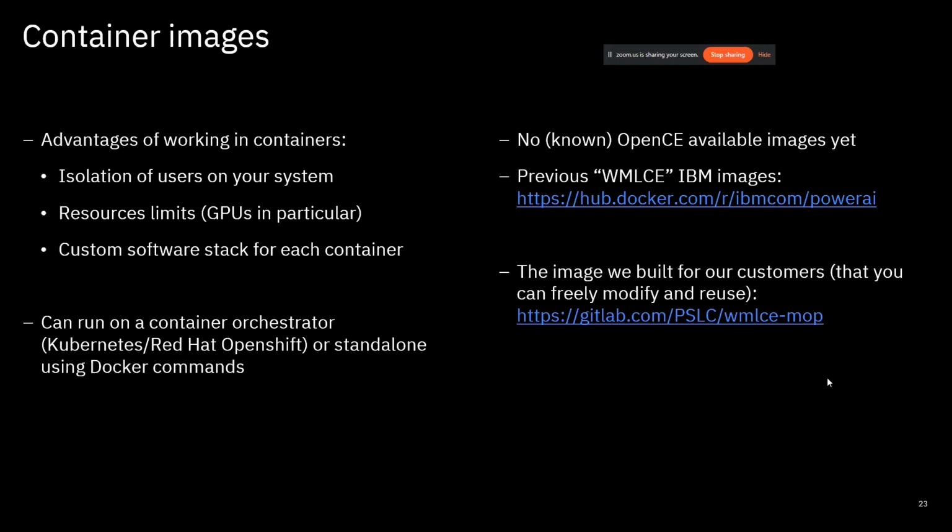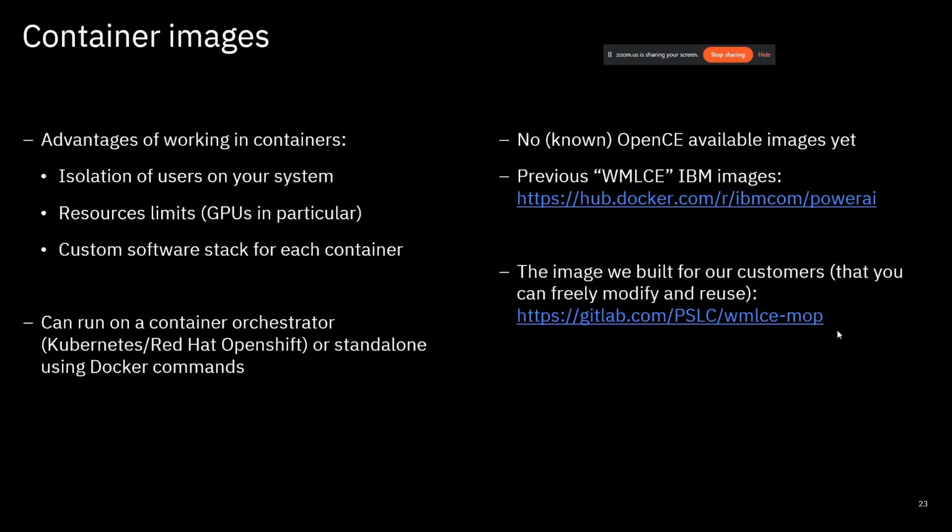So I don't know of any OpenCE-ready images. We have the old WMLCE images, but I don't think it's really necessary to use them, because basically it's just an Ubuntu container with Anaconda already installed, and a bunch of stuff with licenses about WMLCE that you won't need. So my advice would be to go from scratch and build an image.